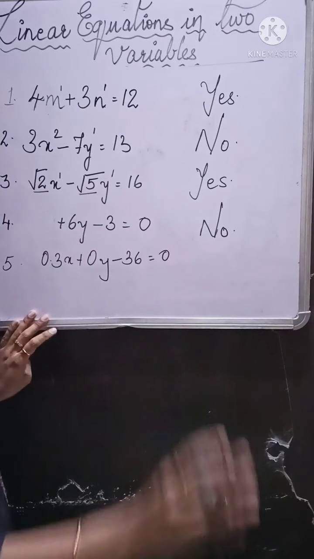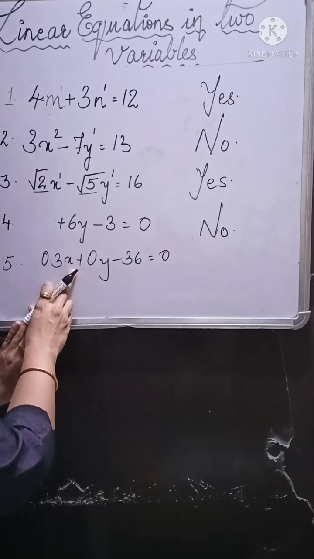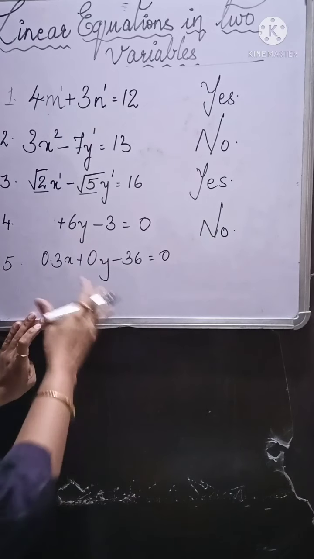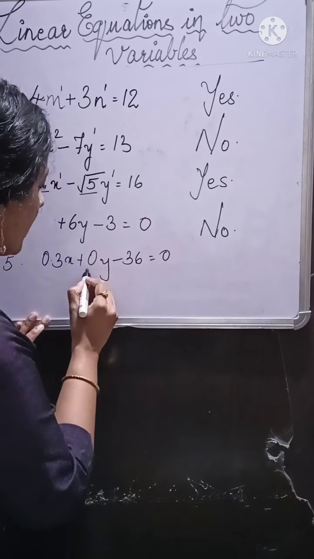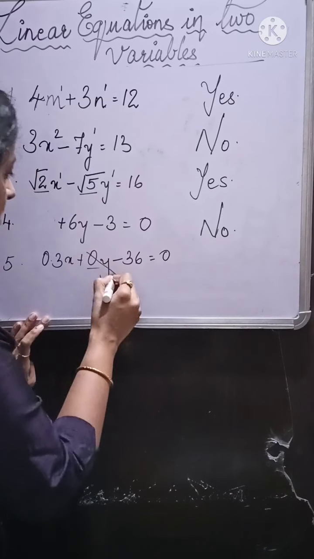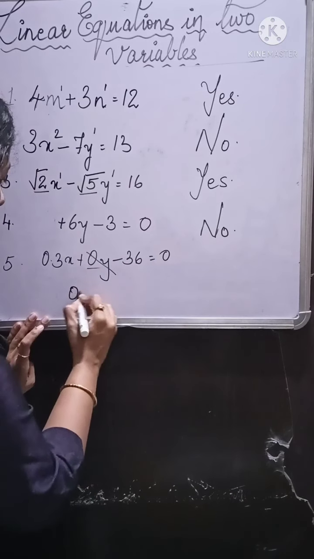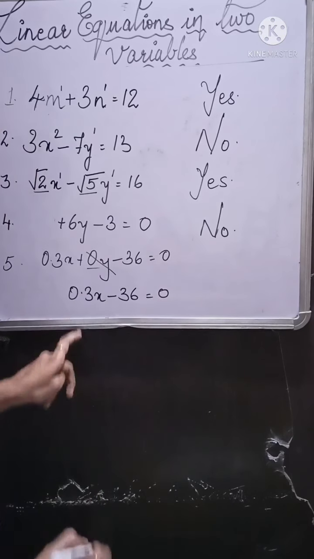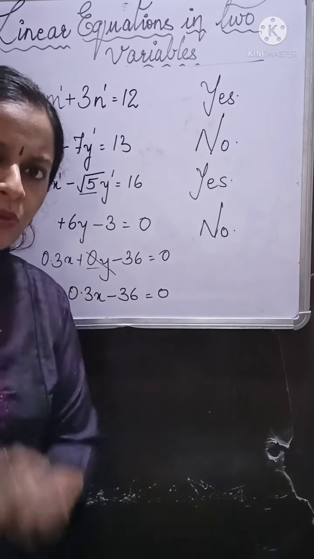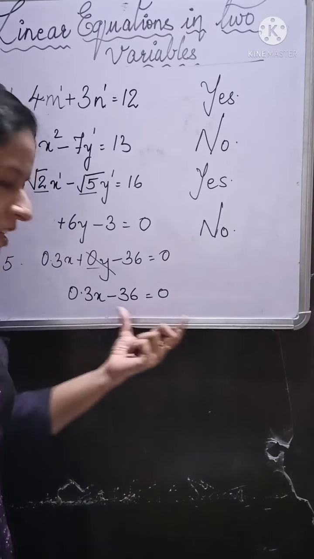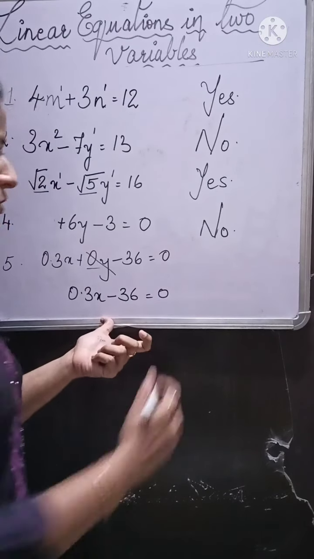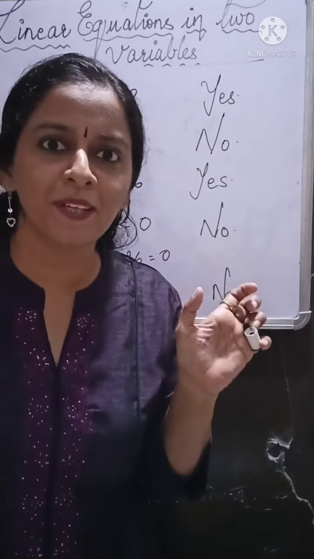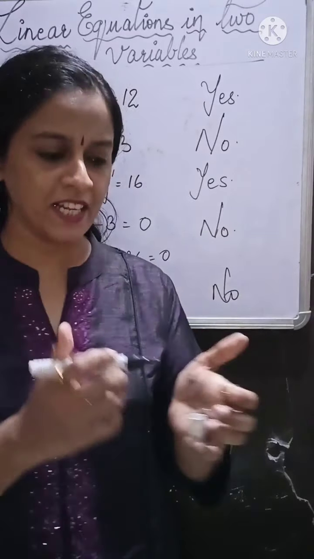Coming to the fifth example, 0.3x plus 0y, same thing. 0 into y is nothing but 0. So this is cancelled. So what you get is 0.3x minus 36 is equal to 0. Is this a linear equation in two variables? Can you see two variables here? Only one variable is there. So this is not a linear equation in two variables. Simple. Let's take the remaining examples.